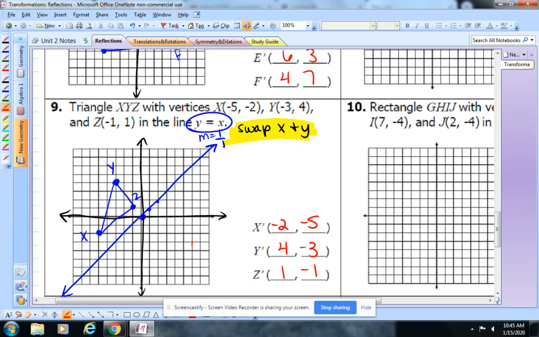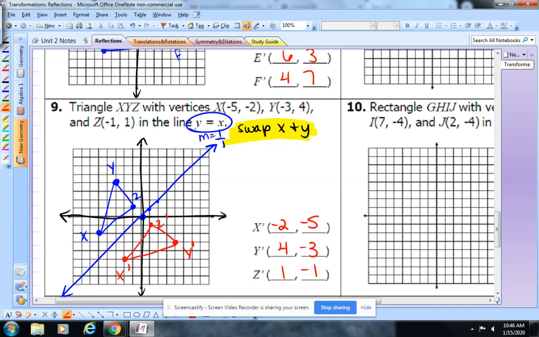So left 2, down 5. There's y prime. X prime. Y prime. And z prime. Is it? Now, ironically, we might have got z prime right, but we probably would have struggled with the rest of them.